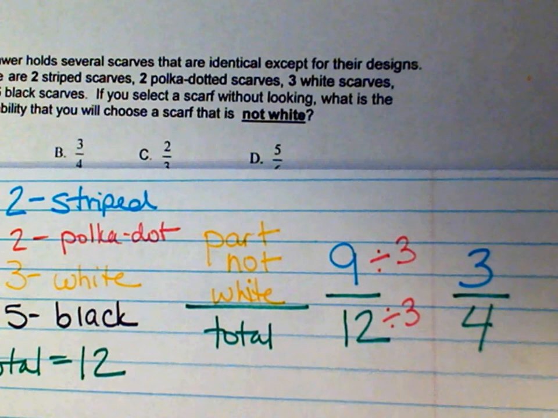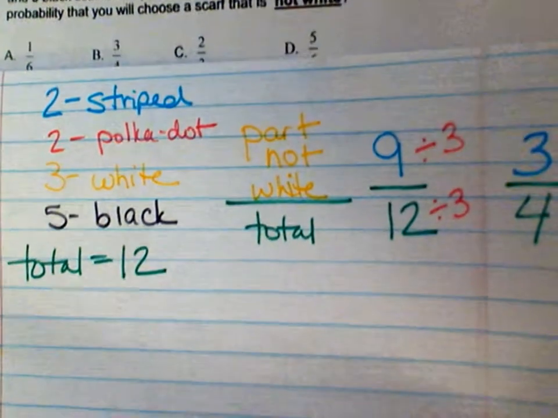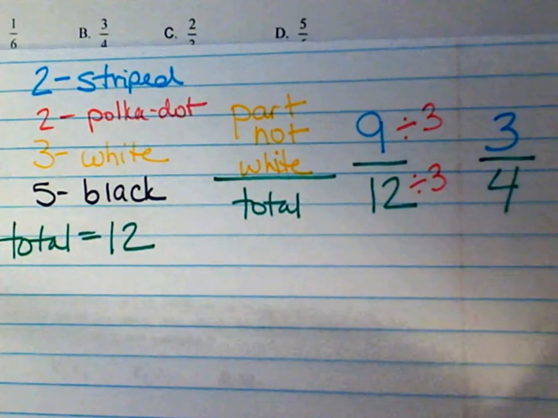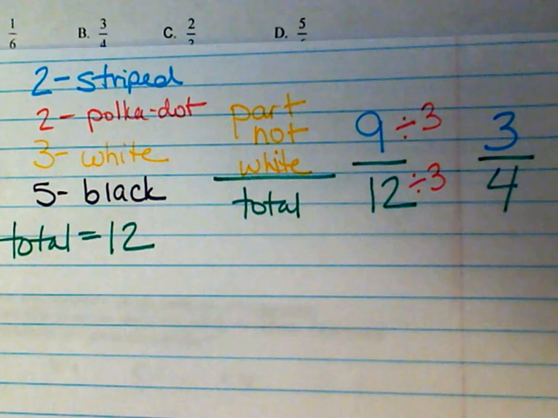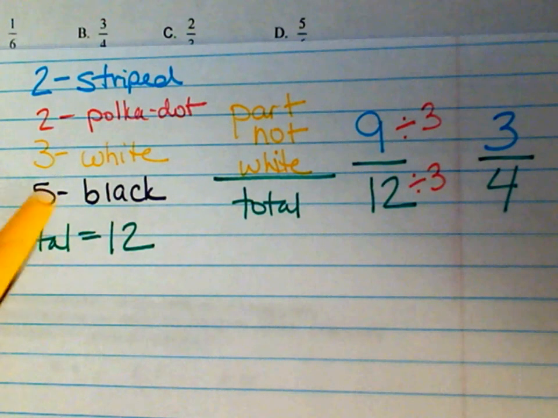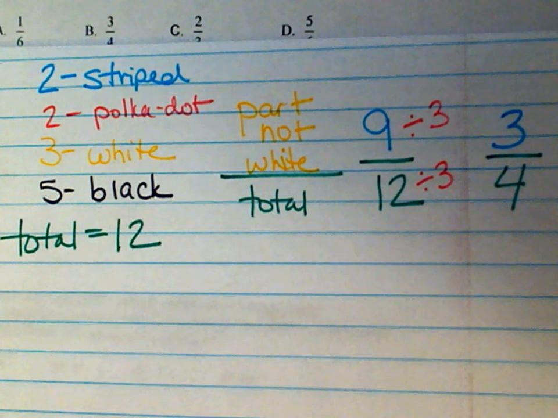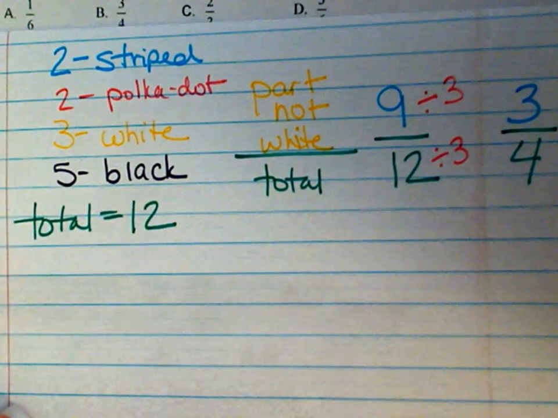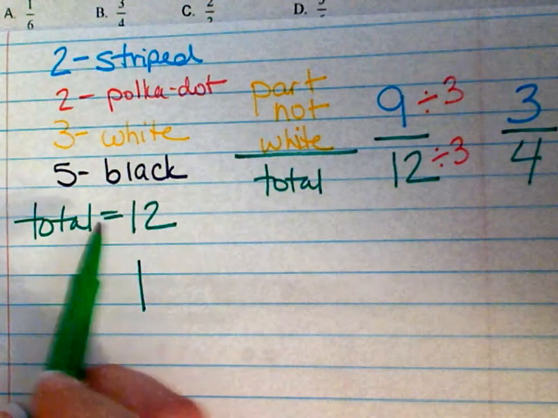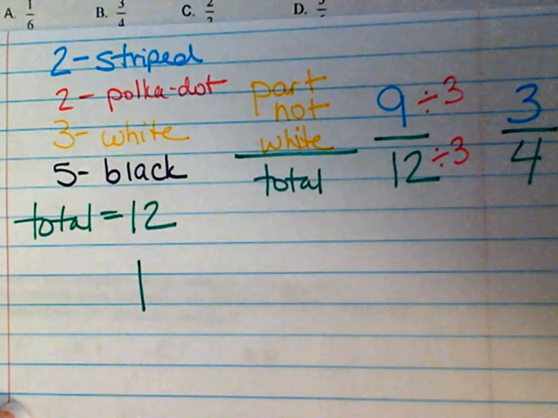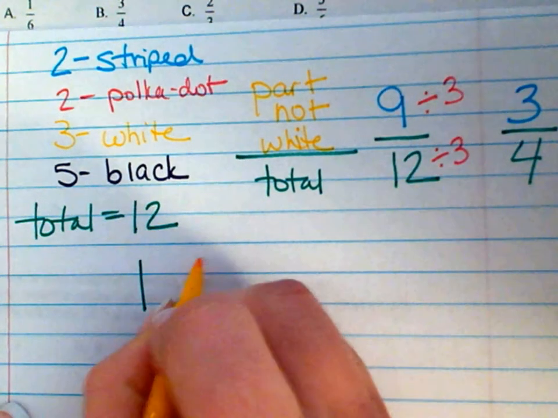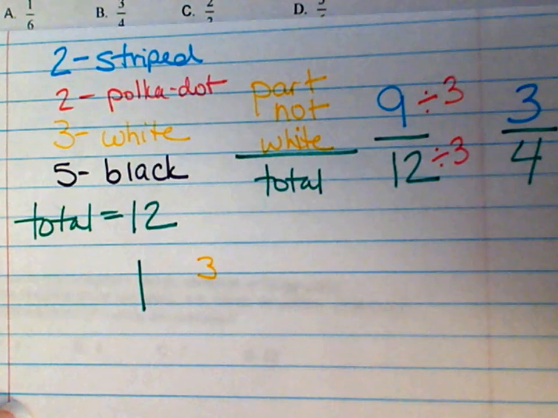You could also solve this in an equation type format, where if you're looking for part not white, it's actually easier to find the part that is white. So I'm going to start with one whole, meaning all of them together. The part white is 3/12.